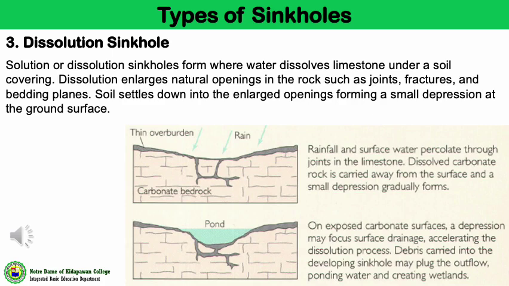And then on the exposed carbonate surface, a depression may focus drainage, accelerating the dissolution process. Debris carried into the developing sinkhole may plug the outflow, ponding water, and create wetlands. It occurs in areas where calcareous rock is exposed on the ground or where thin layers of soil and permeable sand are also covered. Limestone or dolomite dissolution is most intense when the water first reaches the rock surface.